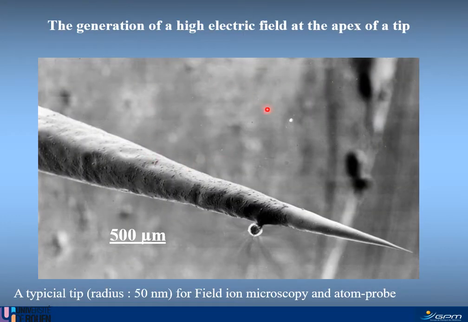So, how to generate a high electric field? Consider that you've got a tip. You will be able to produce a high electric field simply using a tip with a very small tip radius. And this will be the specimen that you observe by field ion microscopy and that you analyze. So you have to prepare the specimen that you want to analyze in the form of a sharply pointed needle.